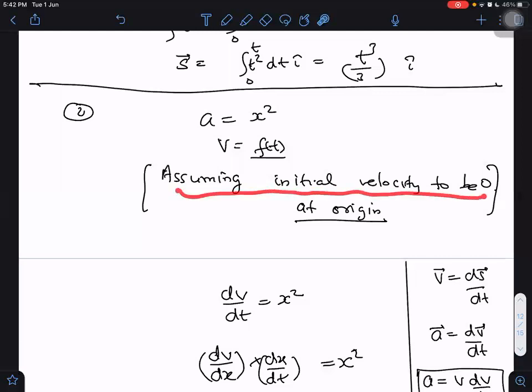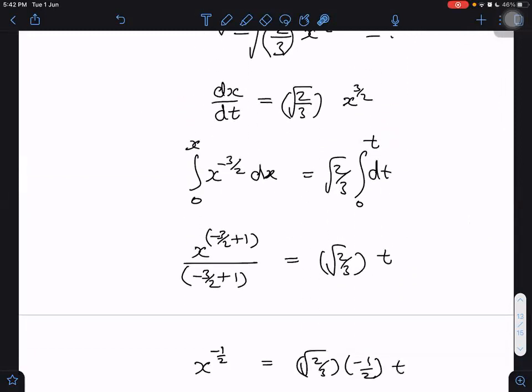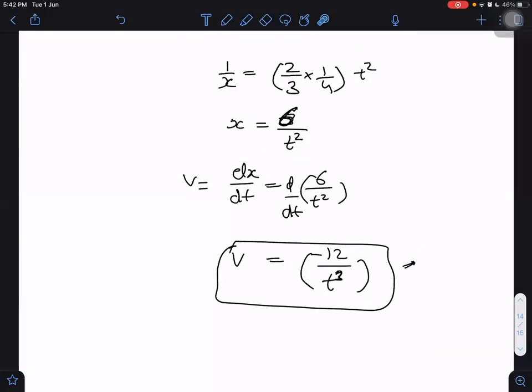Assuming initial velocity to be 0 at time origin. Did I say it is equal to zero or not? But when we put t equal to 0 there, the velocity we are getting is infinity. This is wrong.